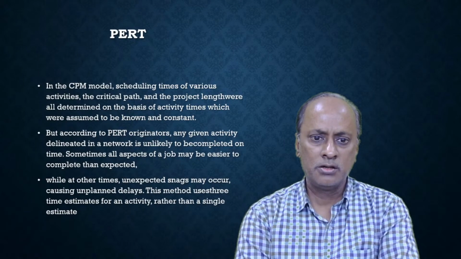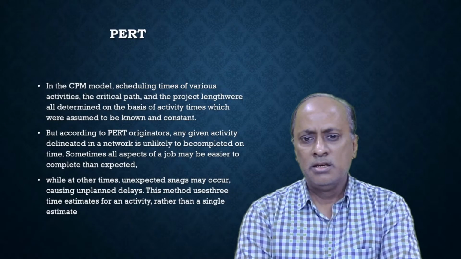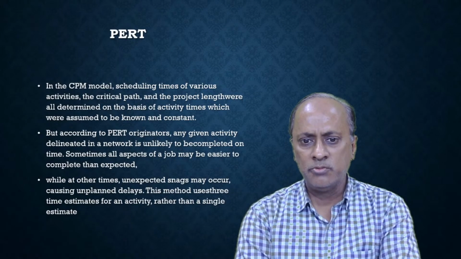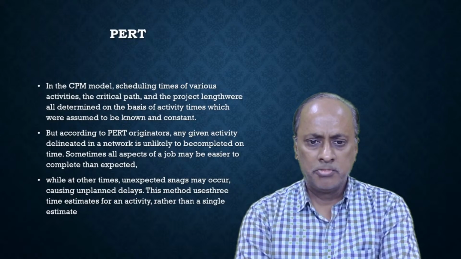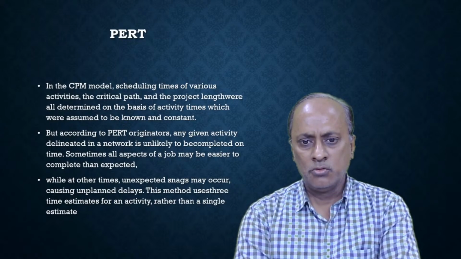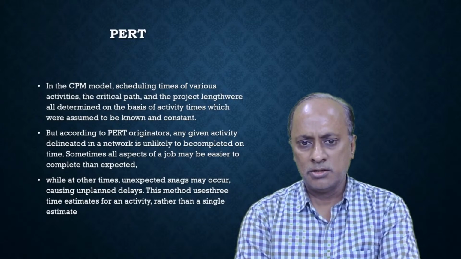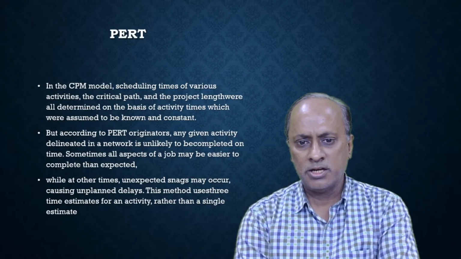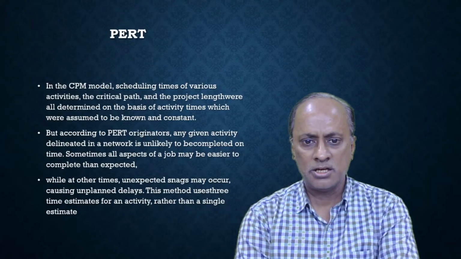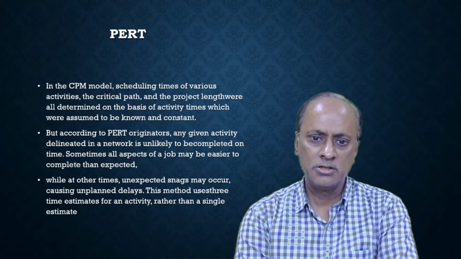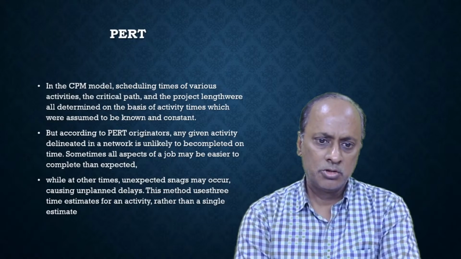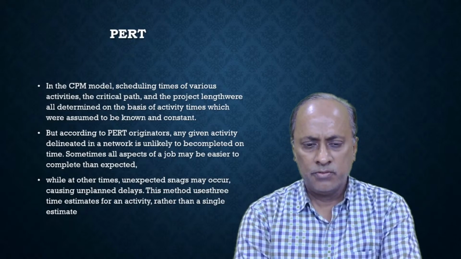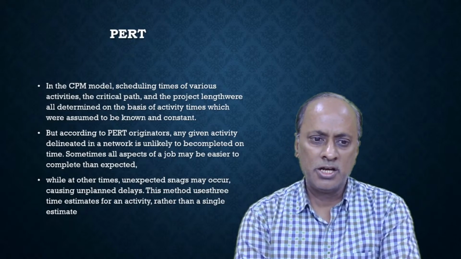But according to PERT originators, any activity in a network is unlikely to be completed exactly on time. Now, I give you an example. When you go in a city from one place to another, sometimes you reach earlier, sometimes you are much delayed, or sometimes it is on normal time. Suppose a train is moving to a particular station. Sometimes the trains are on time, sometimes late, sometimes before time. So we cannot say that a work or activity can always be completed on time.